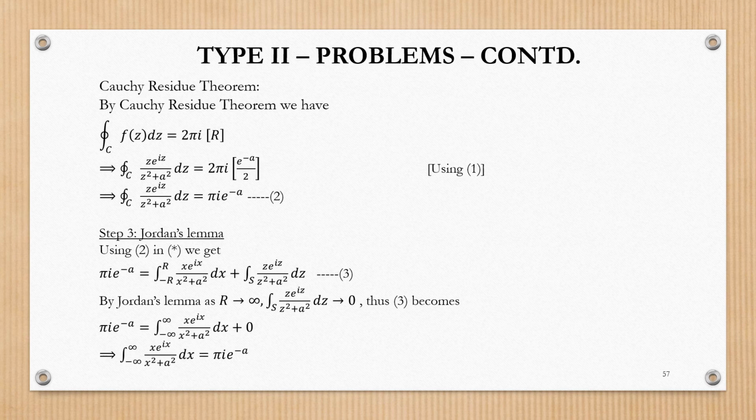Using Jordan's lemma, as R tends to infinity, integral over the semicircle of z e power iz by z square plus a square dz tends to 0, and that's how you get the final result. Integral minus infinity to infinity x e power ix by x square plus a square dx equal to pi i e power minus a. Now we rewrite e power ix as cos x plus i sin x, represented in the next slide.